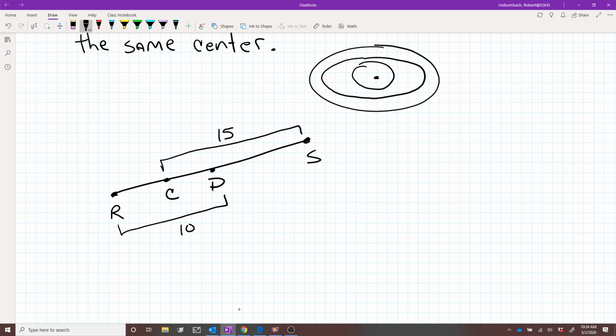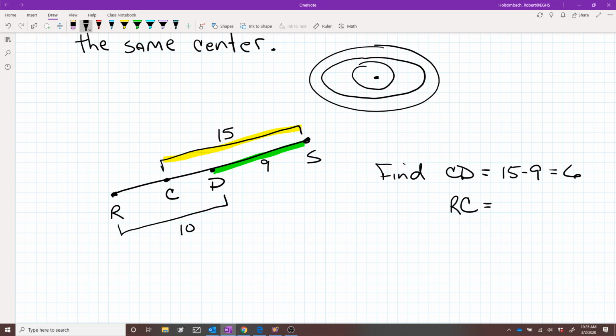They also tell you that D to S is equal to 9. And you have to find CD and then RC. So look, if S to C is 15 and D to S is equal to 9, then how far is it from C to D? Yeah, that's the 15 minus 9, right? 15 minus 9, which equals 6.